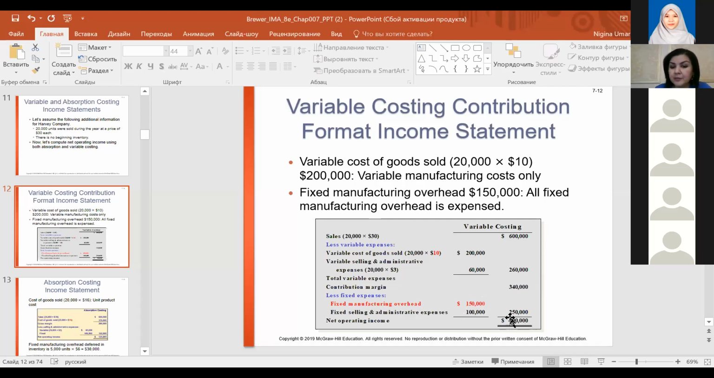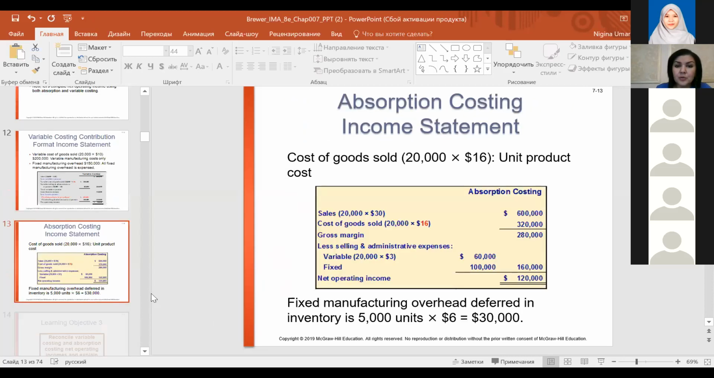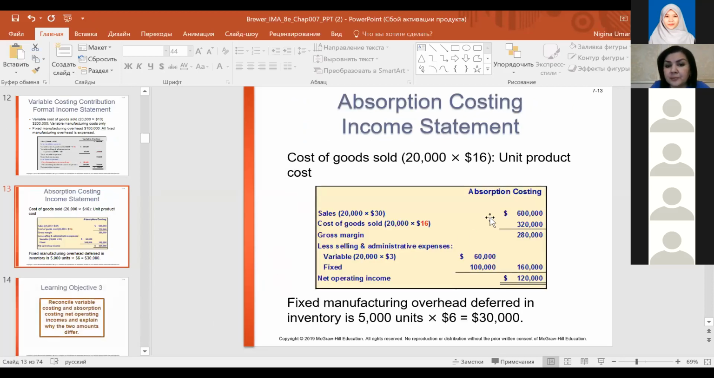Just keep in mind, remember, net operating income is $90,000. It is under the variable costing system, the contribution format income statement. Now let's look at absorption costing. Just keep in mind, in the contribution format income statement, sales less all variable costs, then contribution margin minus all fixed costs. Let's look at the absorption costing income statement.